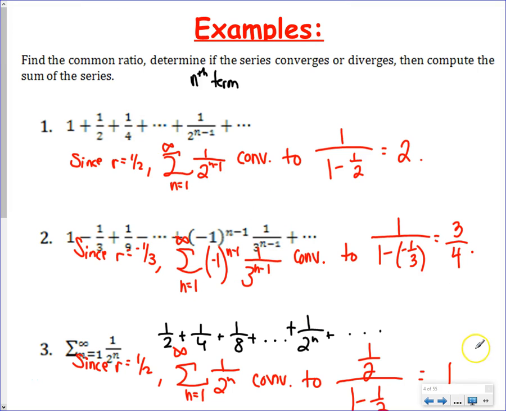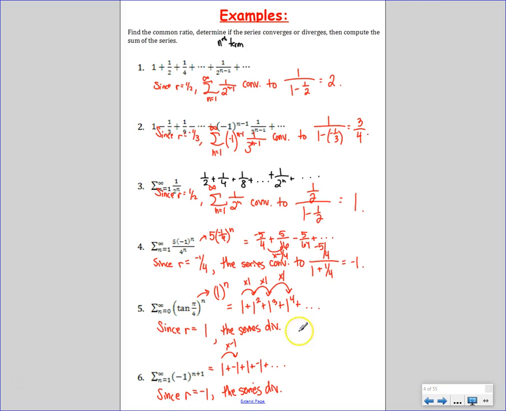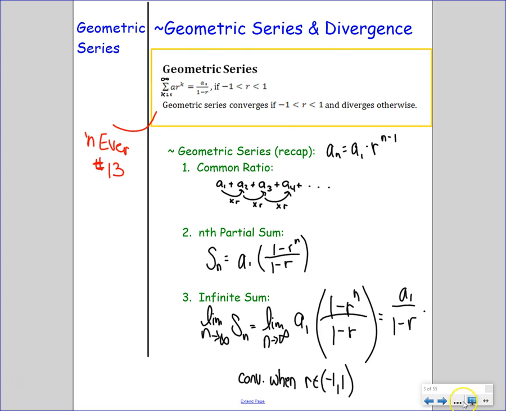Alright, for those of you watching this video again, because thankfully everybody is here, we just went over the examples for 4, 5, and 6 geometric series tests. We're moving on to divergence tests.